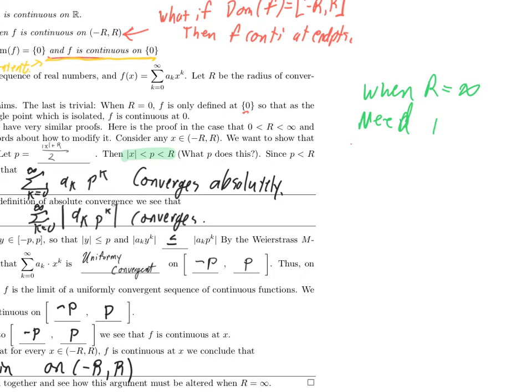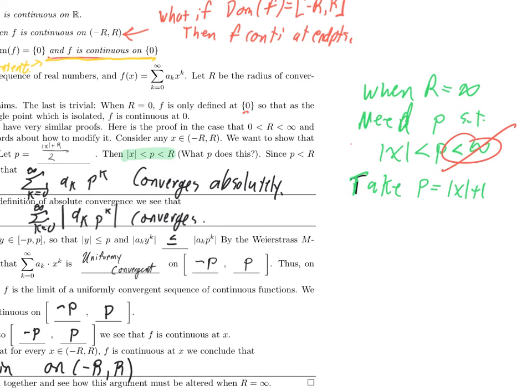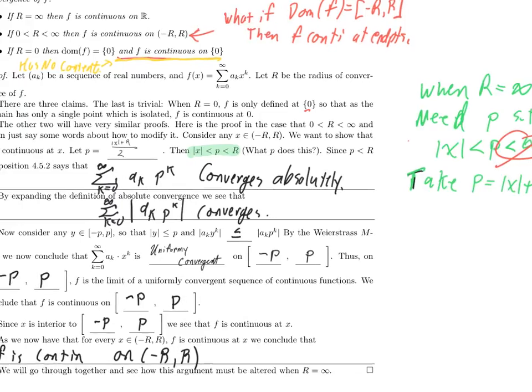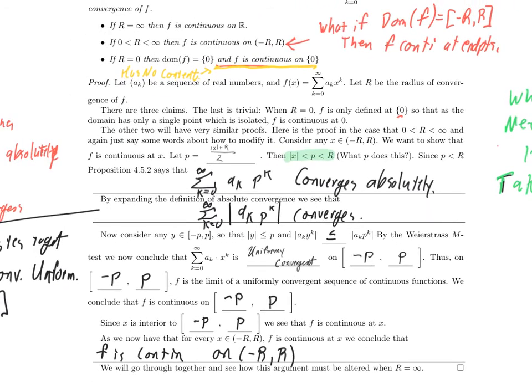I need a choice of p such that the absolute value of x is less than p, is less than infinity, but that's something you don't even need to write down. Any number will be less than infinity. So I just need something that's bigger than the absolute value of x. Pick your favorite way of taking a positive number and making it bigger. Multiply it by 2 if you want. Add 1 to it if you want. I'll take p to be the absolute value of x plus 1. And then let's see if everything works out.